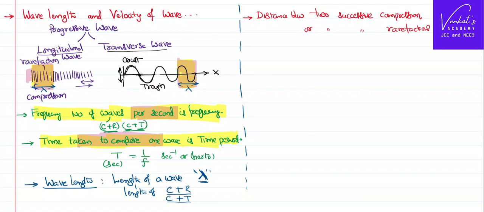This is one compression. This is one more compression. The distance between these two can be called the wavelength lambda. Or this is one rarefaction, and this is another rarefaction. The distance between them is also called lambda.